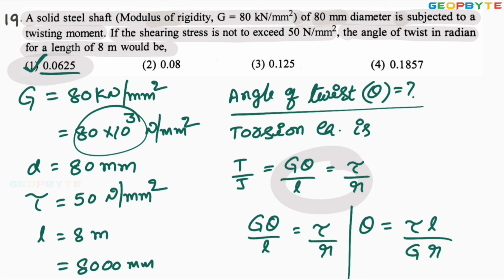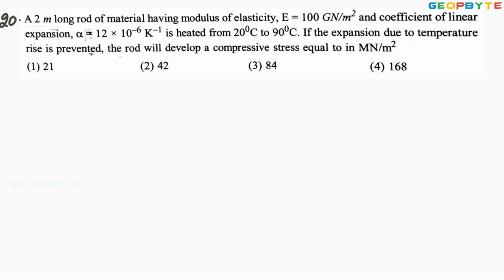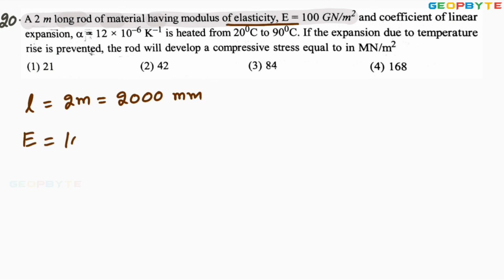Let us take one more problem. Look at the problem. A 2 meter long rod of material having modulus of elasticity. The length of the rod is given as 2 meter equal to 2000 millimeter, and Young's modulus E equal to 100 giganewton per meter square.